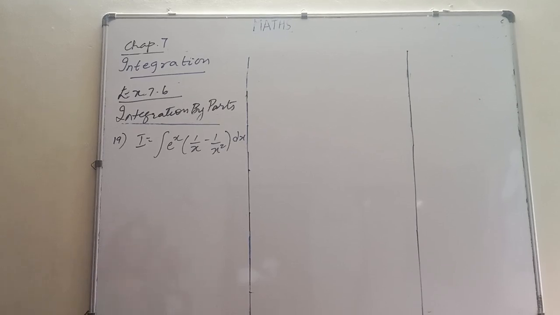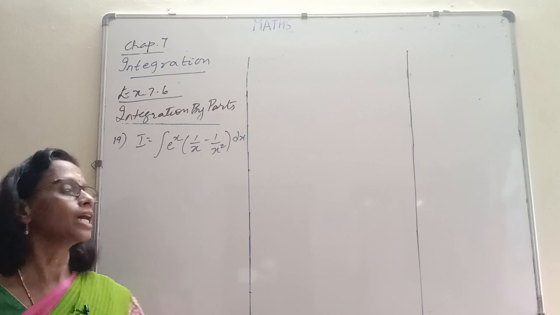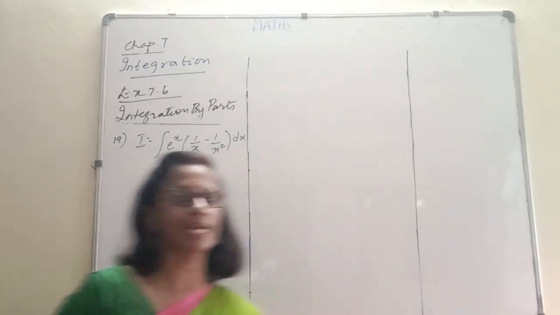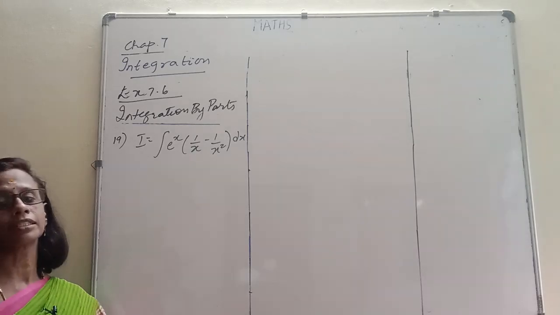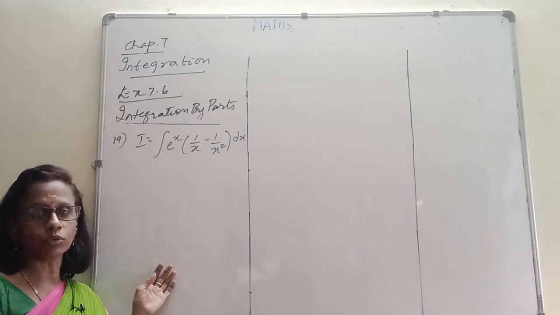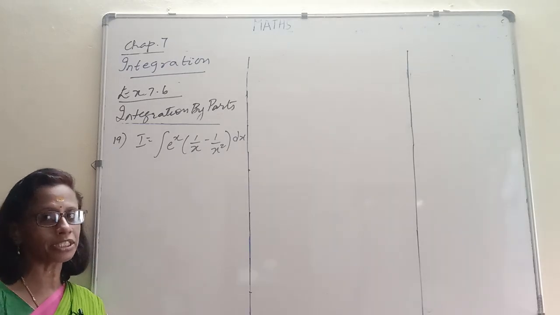Hello folks, we are once again back with integration by parts, and now we are into question number 19, which says: find the integral of e^x times (1/x − 1/x²). For this, though it comes under integration by parts, we have learned that we need not do integration by parts.